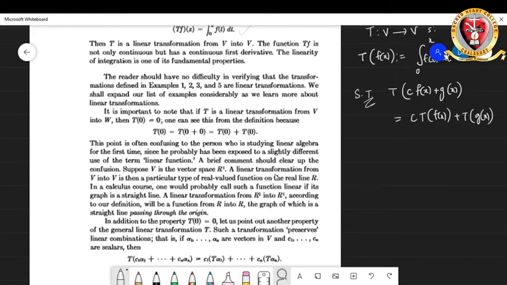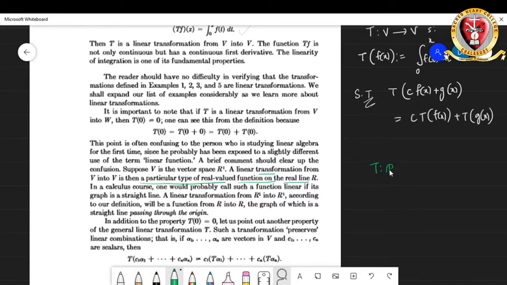So a linear transformation from V to V can be treated as a particular type of real valued function on R. So the word linear is coming. You can have a better picture by reading this paragraph. Always, the function being linear will mean that the graph associated is a straight line. So, a linear transformation from R1 to R1, according to our definition.